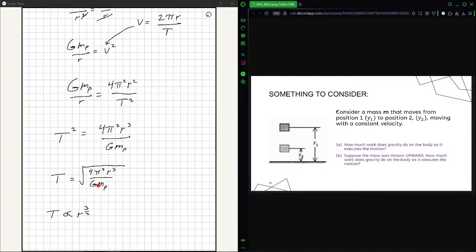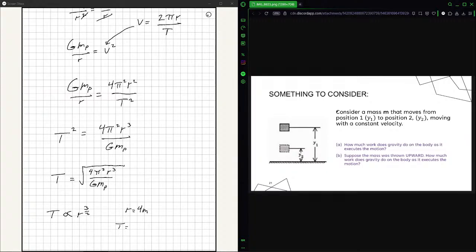So if we ignore what these constants are, this just means proportional. That means the period of revolution is proportional to the radius to the 3/2, because the square root means to the 1/2 power, and that's r cubed. So let's say the radius was 4 meters. That means the period is going to be 8.